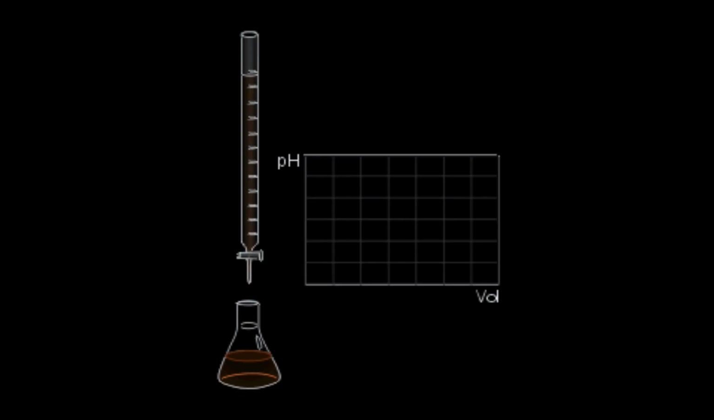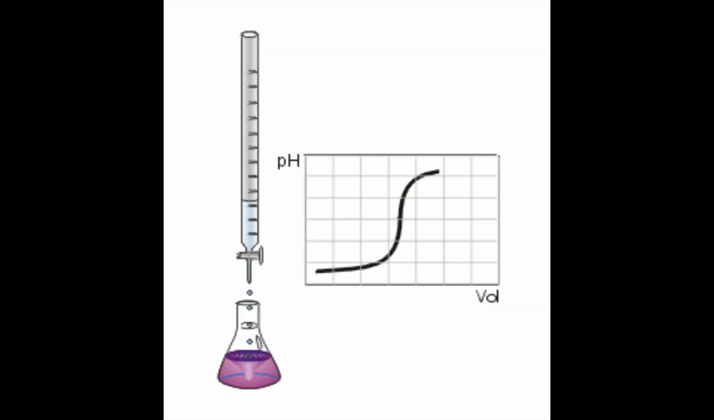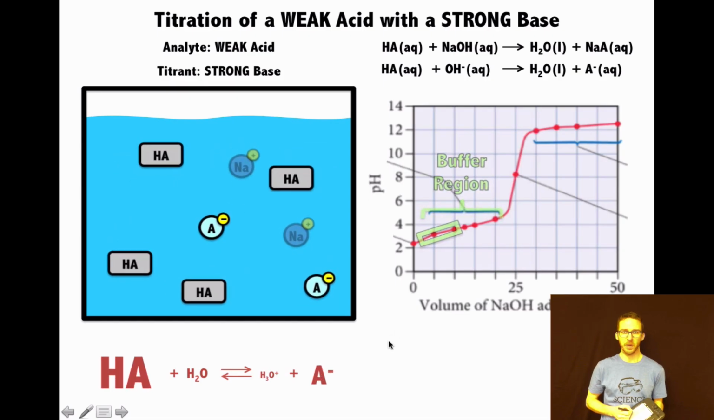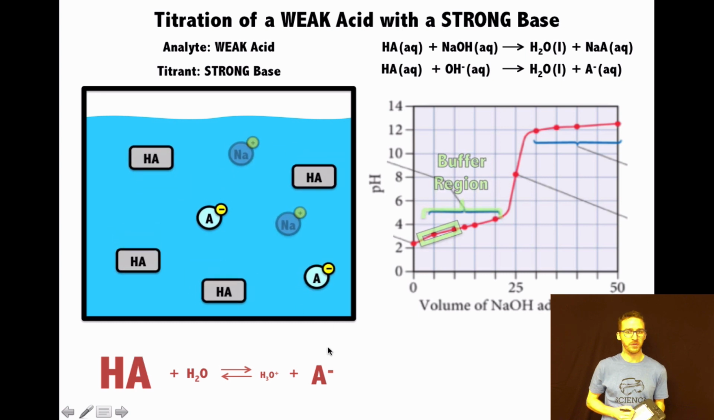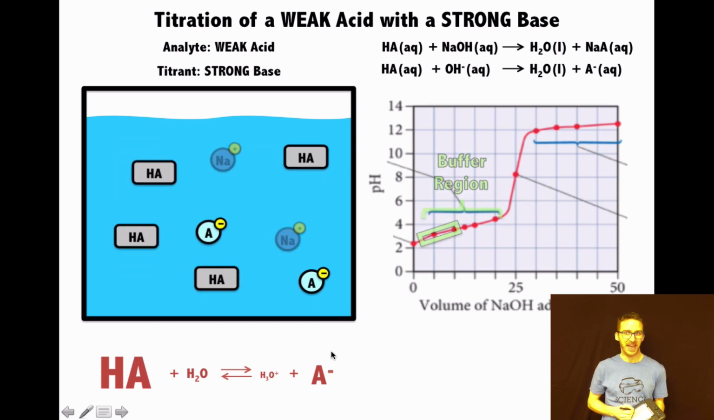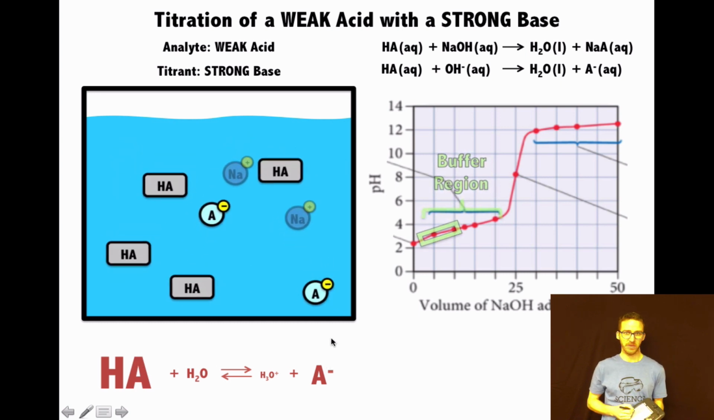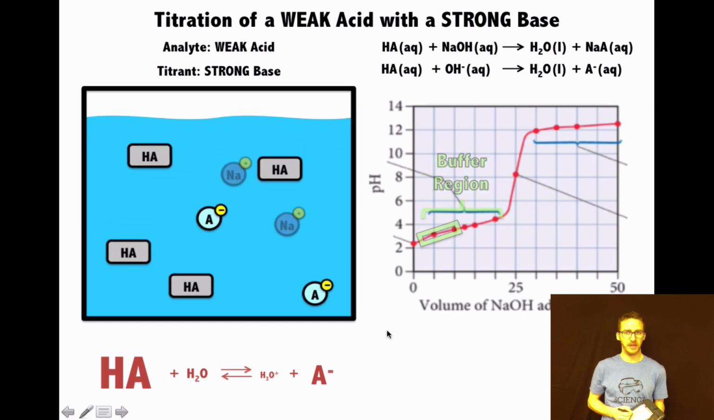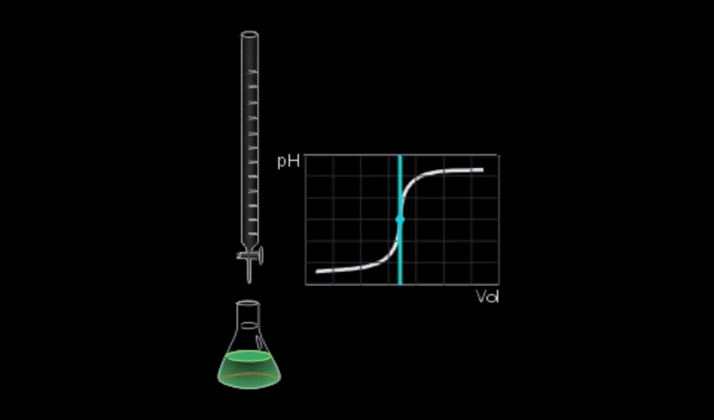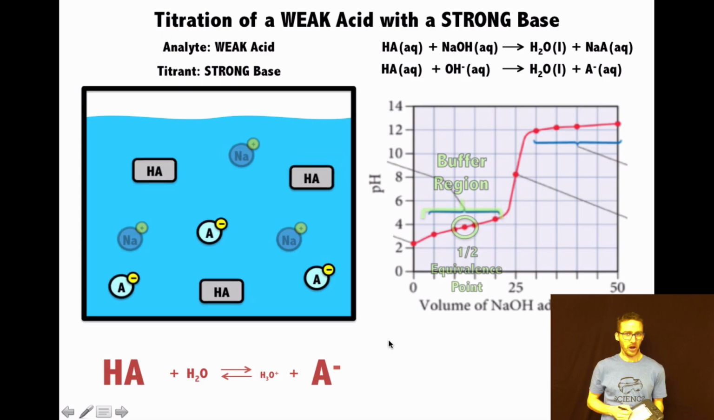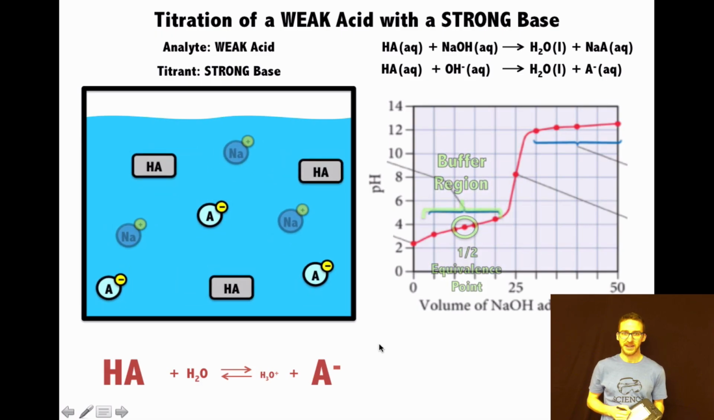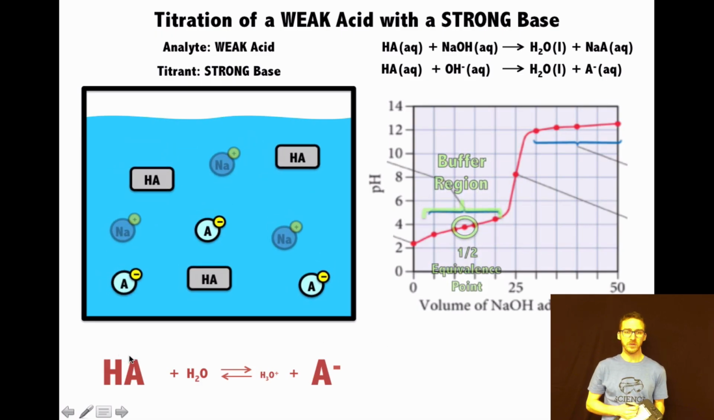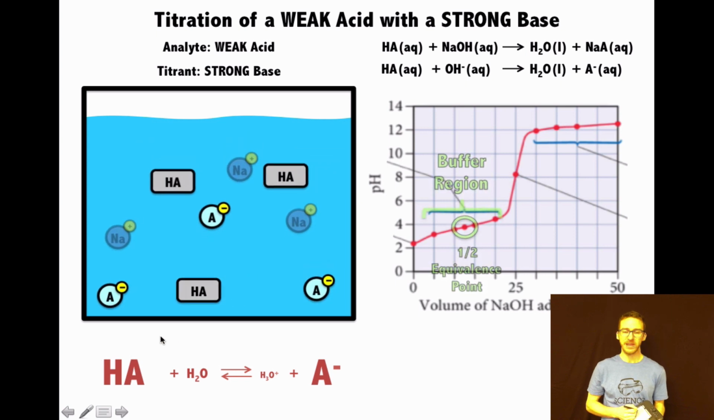Let's keep going. Used up more weak acid, formed more conjugate base as I added more of my sodium hydroxide, my strong base. Let's keep going. At this point, I've added enough strong base to use up half of my weak acid.